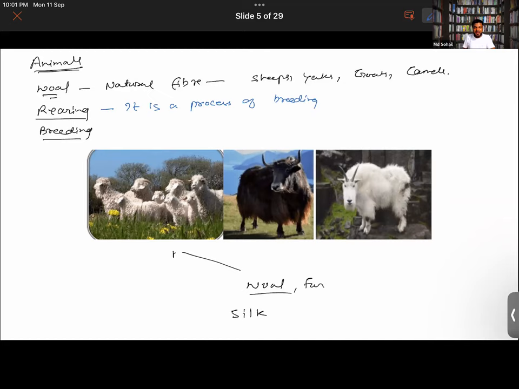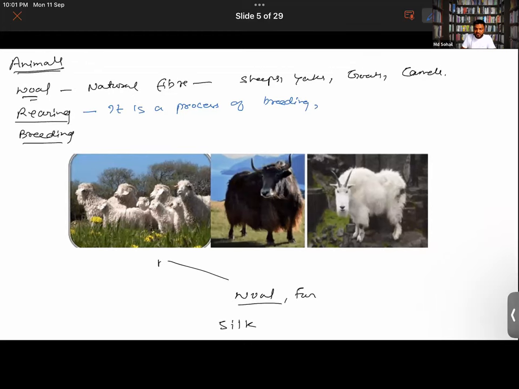So what is breeding? Breeding is simply selecting. Let's say, for example, breeding is done between sheep. So the farmer will do what? The farmer will pick up the sheep with the finest quality of hair growing on its body, which is of good quality. Then the farmer will take another female sheep that also has a very rich quality of hair growing on its body. Then they will breed the male and female sheep. So the child born out of breeding will also have a very rich quality of hair growing on its body. So the ultimate aim is to get maximum profit by selling the wool. So it is a process of breeding. Not only breeding, apart from breeding, they have to feed them also. It's a process of breeding, feeding, and providing medical care also.